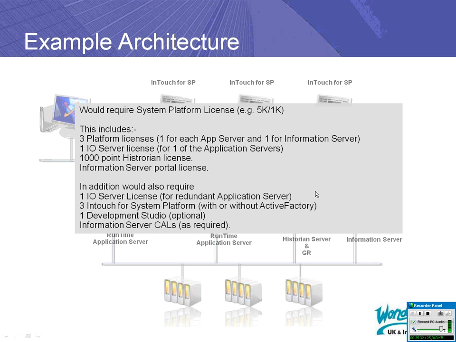You'd require 3 InTouch for System Platform licenses. Now they come with a platform license, and there's an option of having those with or without Active Factory, so that allows you to embed the Active Factory trends within the InTouch application. If you wanted a development node, you'd have to buy Development Studio, and if you wanted web users to connect to Information Server, then you'd need Information Server Client Access licenses.